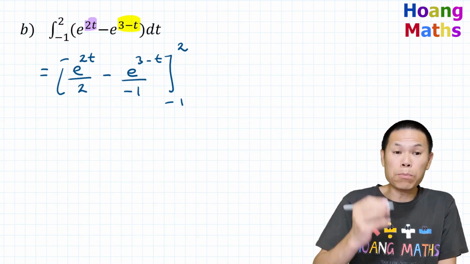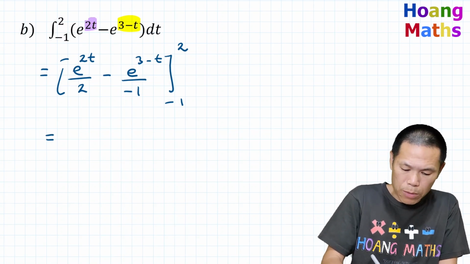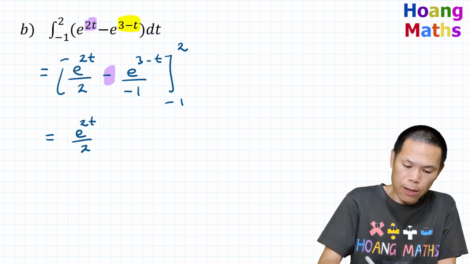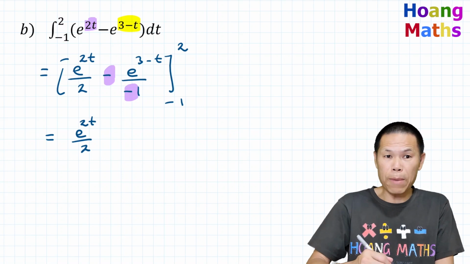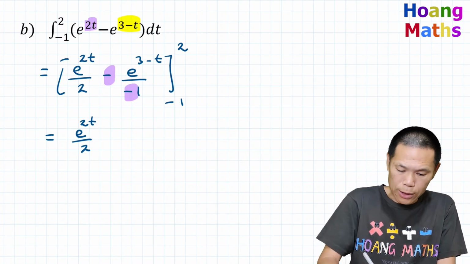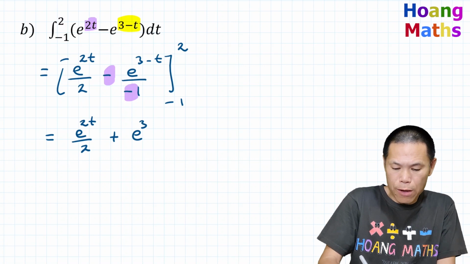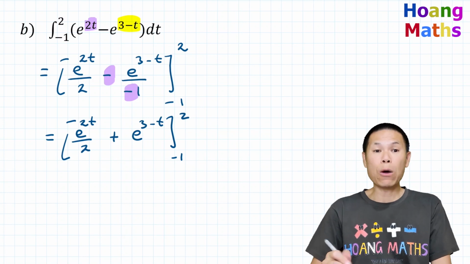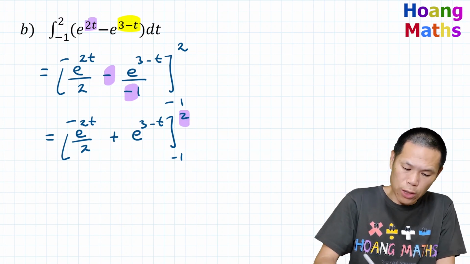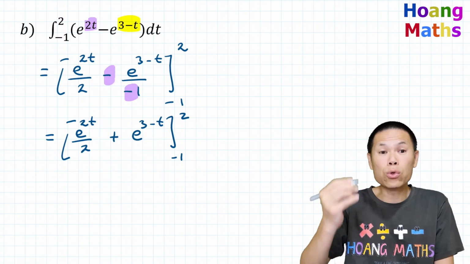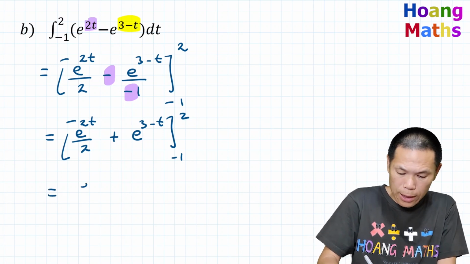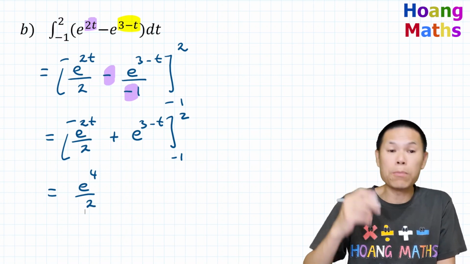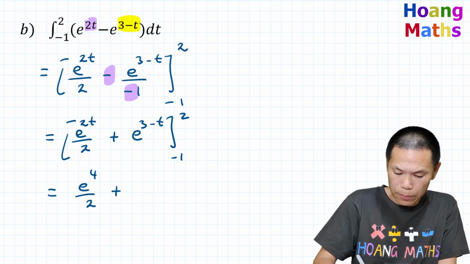Now I simplify this a bit further. That will give me e to the 2t over 2, and we have a negative and a negative here, so negative 1 divided by negative 1 gives me positive. So we just add e to the 3 minus t, from negative 1 to 2. Now I substitute 2 into the t value here. 2 times 2 is 4, so that is e to the power 4 divided by 2, and 3 minus 2 gives me 1, so e to the power 1.